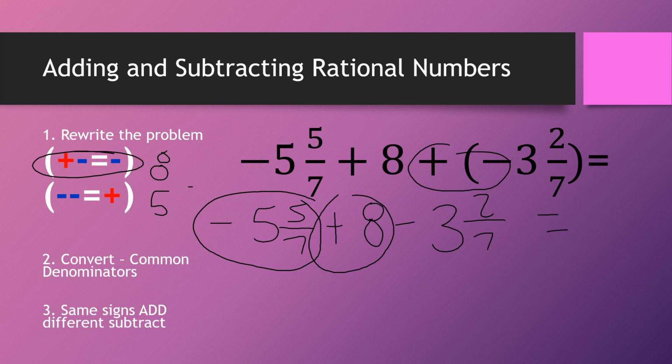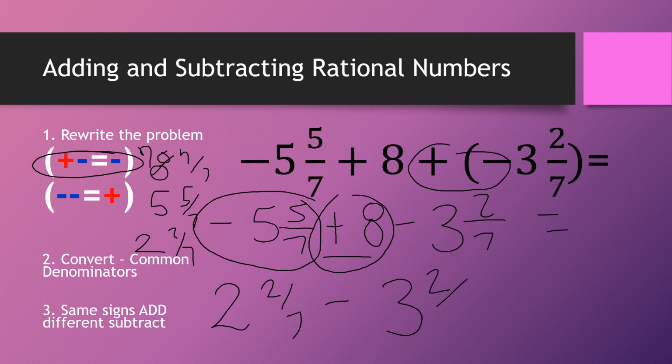minus 5 and 5/7, that's also the same thing as 7 and 7/7. So 7/7 minus 5/7 is going to give me 2/7. 7 minus 5 is going to give me 2. So I have 2 and 2/7. And I know it's going to be a positive 2 and 2/7. So now I have 2 and 2/7 minus 3 and 2/7.